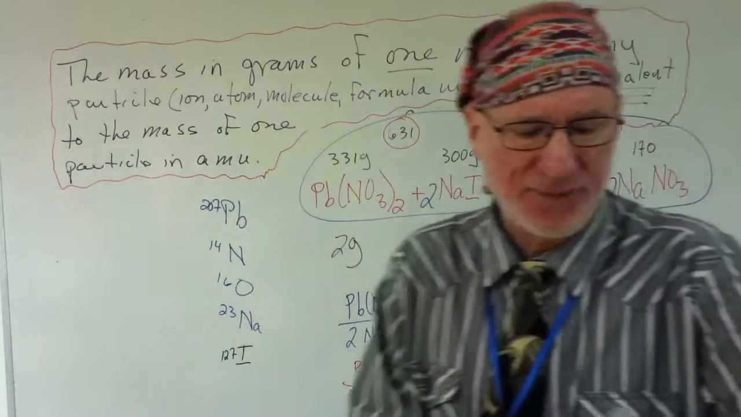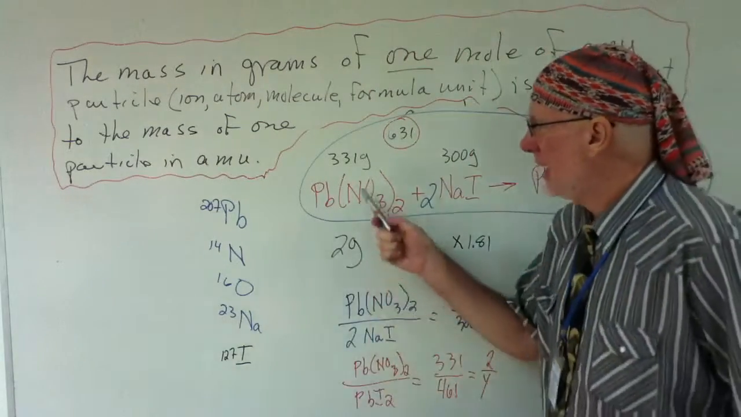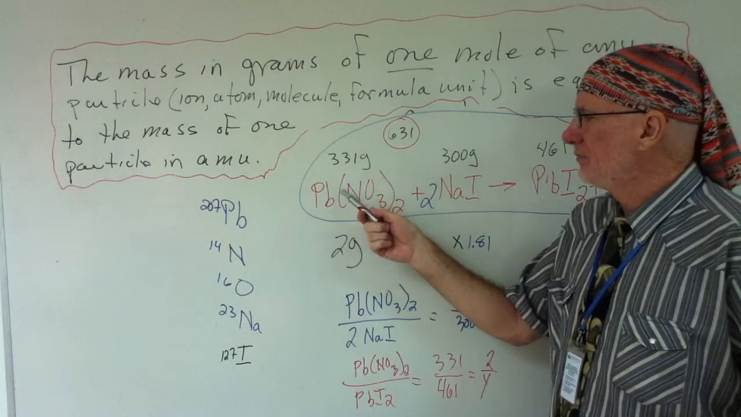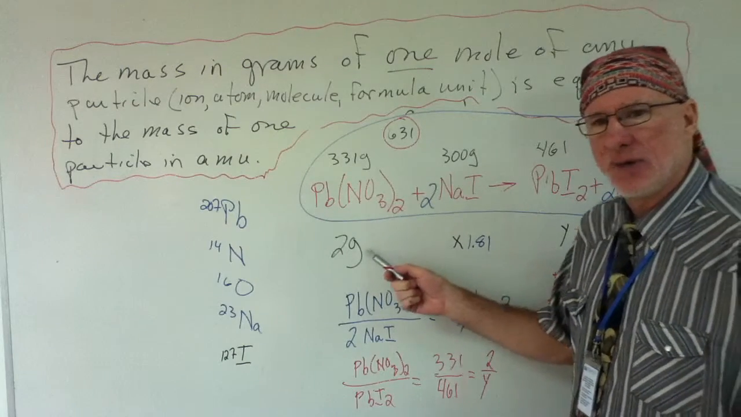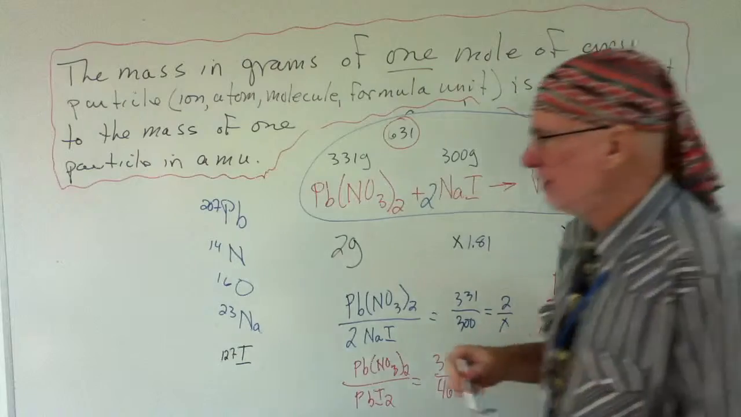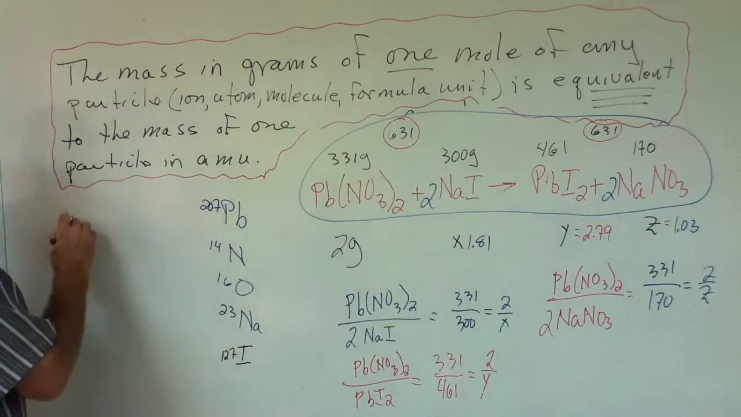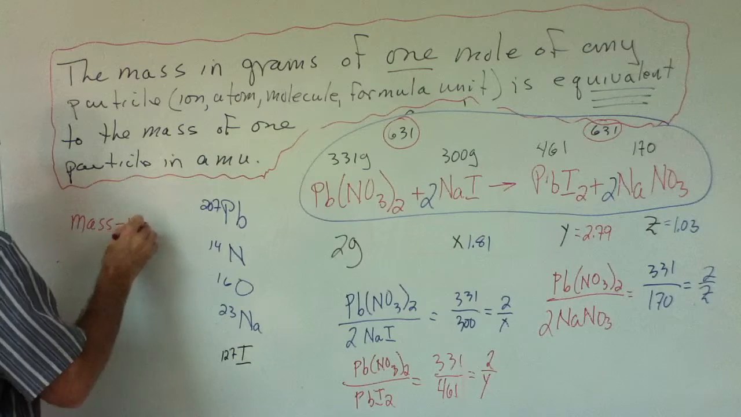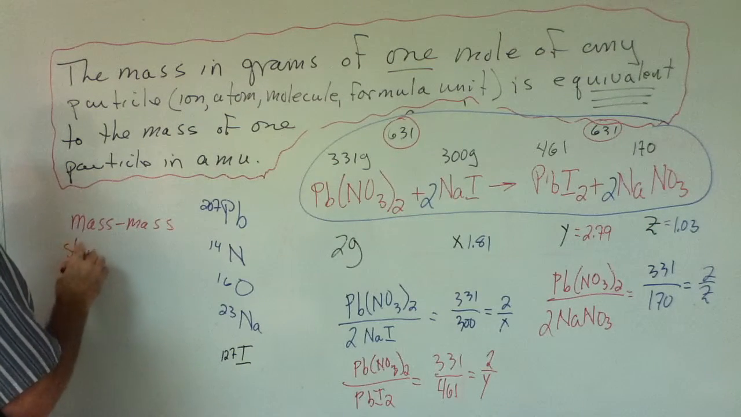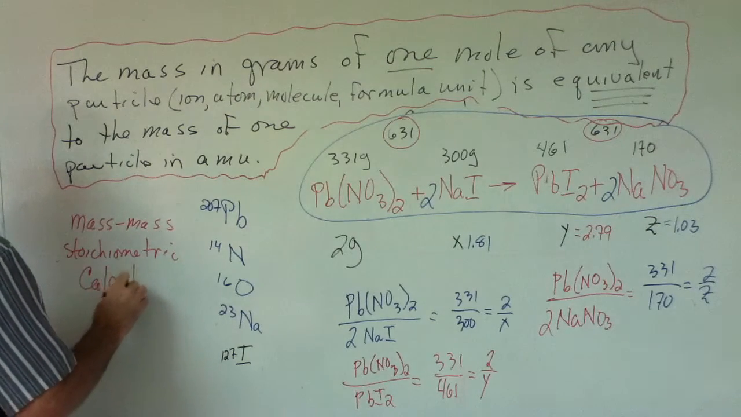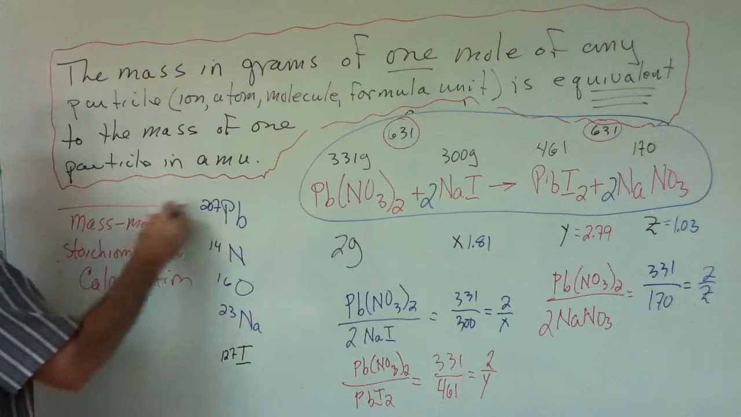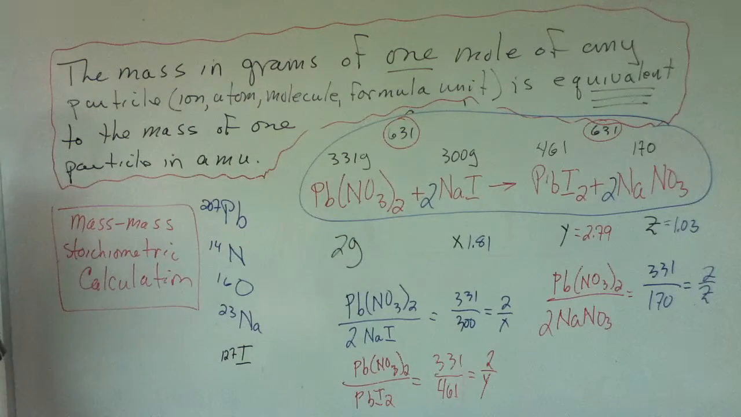We only have a couple of minutes left because I have a meeting at 10. But it's going to be, I give a mass and I have to calculate another mass. So it's going to be what type of calculation? Believe it or not, it's called mass stoichiometric calculation. Yes, that's a mouthful, isn't it?